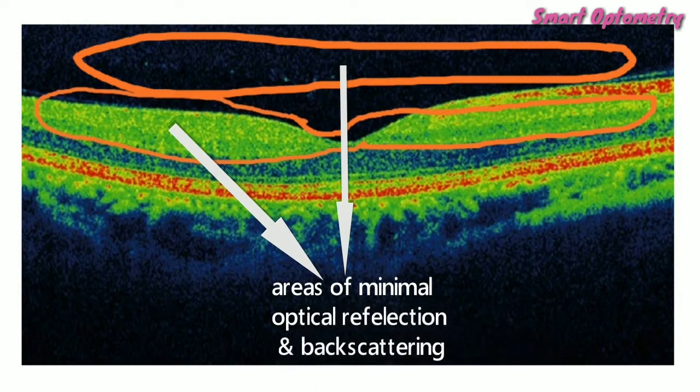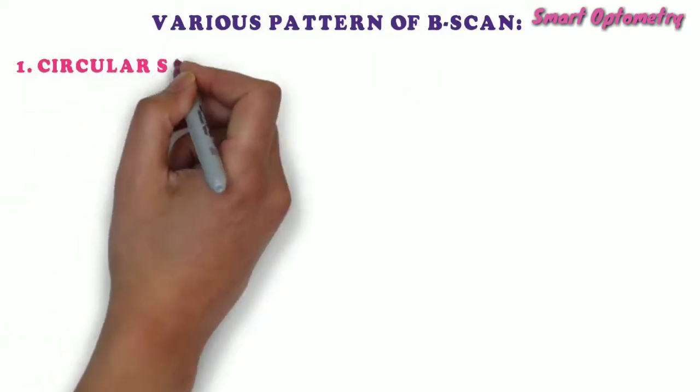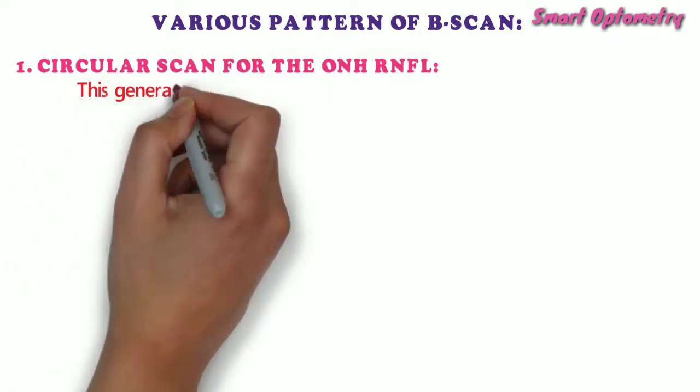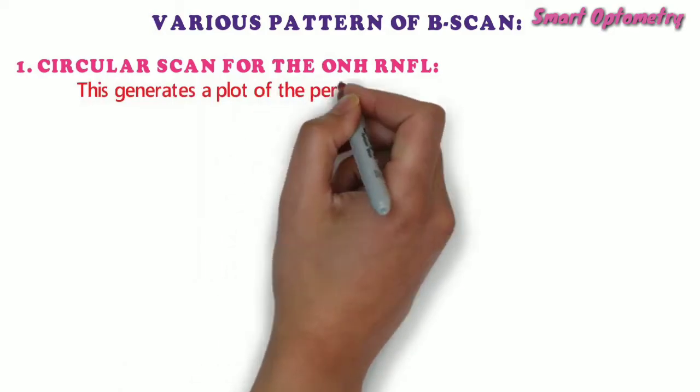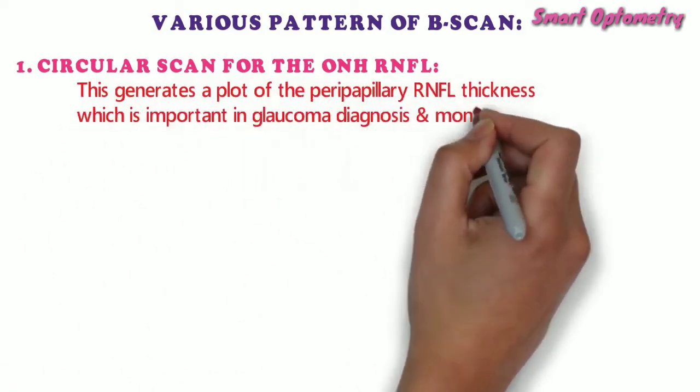Now let's study about the various patterns of B-scan used in OCT machine. 1. Circular scan for the ONH RNFL. Here ONH is optic nerve head. This generates a plot of peripapillary RNFL thickness which is important in glaucoma diagnosis and monitoring.